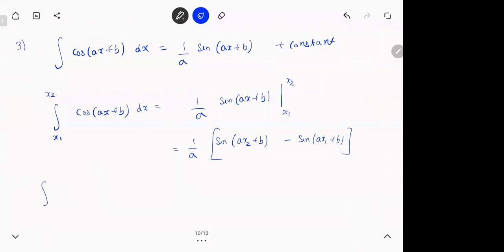so if you take a simpler one, integral cos x dx, this would be sin x. This is where a is 1 and b is 0. You get a simple integral of cos. If you differentiate 1 by a sin ax plus b, you'll see you'll get cos ax plus b.